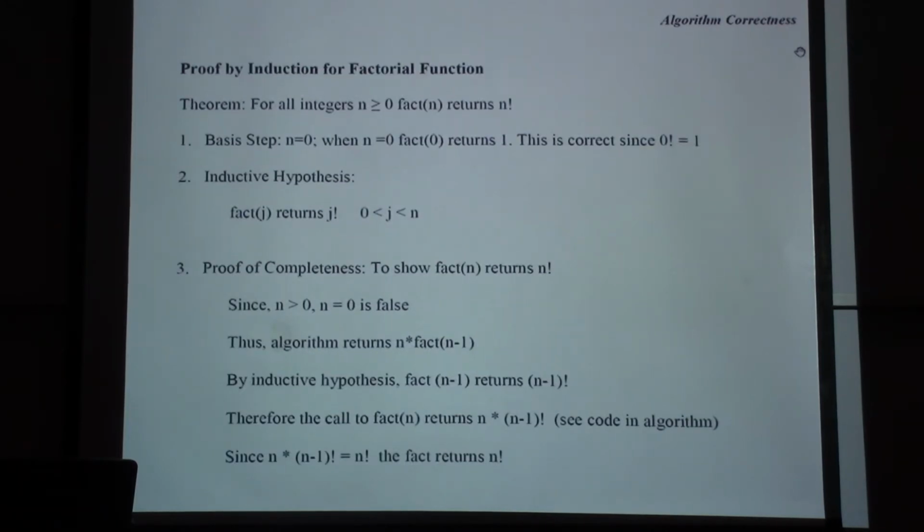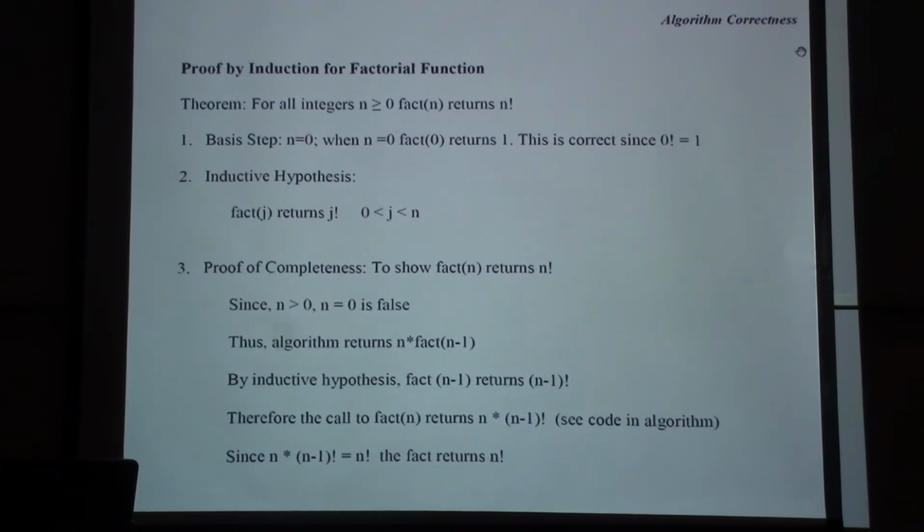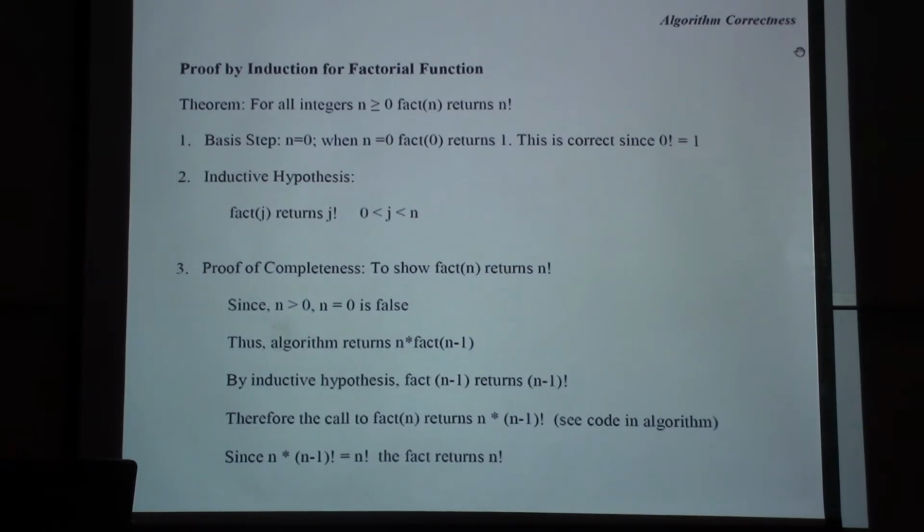Okay, so the inductive hypothesis will be that fact of j returns j factorial. So that's our P of j. And we will say j greater than 0 because 0 is already covered. Now we could say greater than or equal to 0. It doesn't matter. 0 is already proved directly anyway. For j less than n. So to show the proof step, we need to show that fact of n returns n factorial.